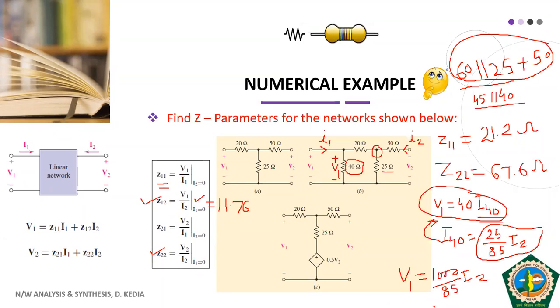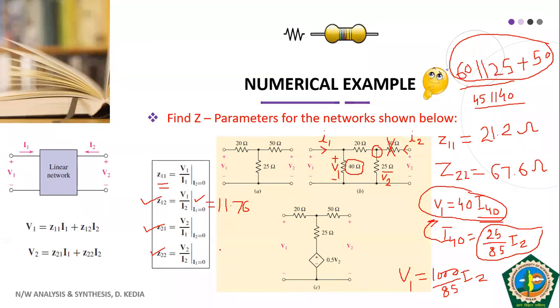Now let us try Z21. For Z21, what do we want? V2 upon I1, with I2 equal to 0. So I2 is 0. This means this resistance will no longer be in the picture. This V2 will appear across this 25 ohm resistance. Okay. So in the way we have calculated Z12, in the same way we will find out Z21.